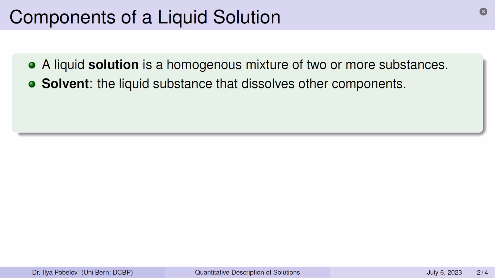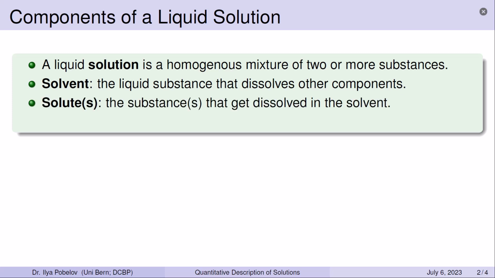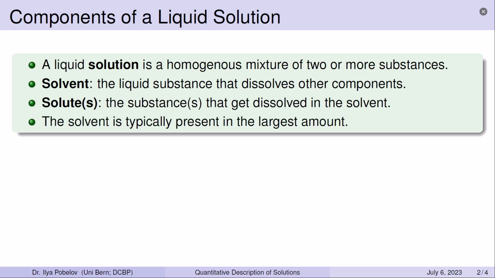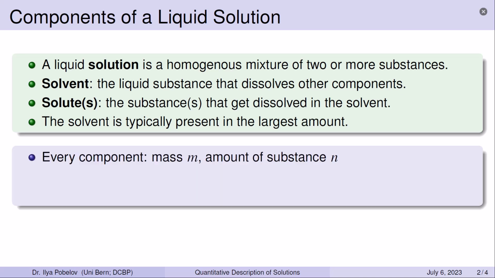It comprises a solvent, which is the liquid substance that dissolves other components, and one or multiple solutes, which are the substances that get dissolved in the solvent. Typically, the solvent is the component present in the largest amount. The amount of every component in the mixture is characterized by its mass and amount of substance. Additionally, we will consider molar mass of each component that connects its mass and amount of substance.